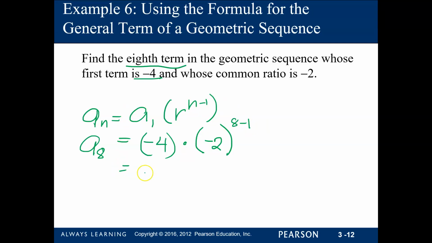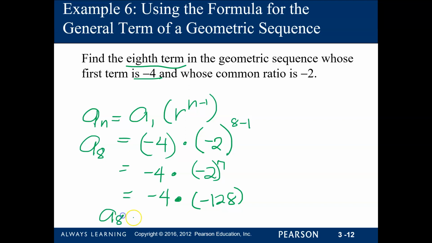Okay, so this is going to be negative 4 times negative 2 raised to the 7th power, and negative 2 raised to the 7th power is going to be negative 128. And if you multiply negative 128 and negative 4, it simply means that our answer will be a positive number, and that's going to be 512. So that is how you work with any term of the geometric sequence.